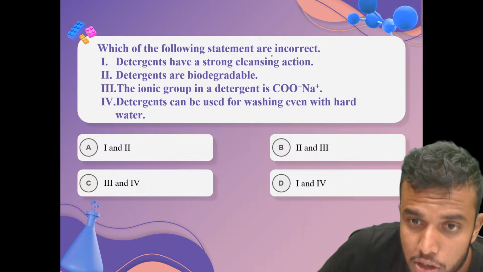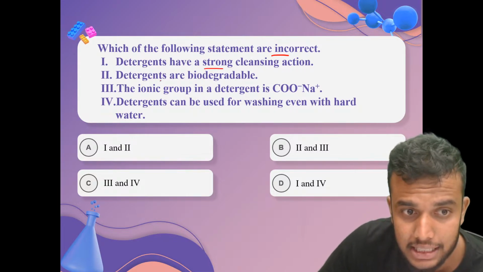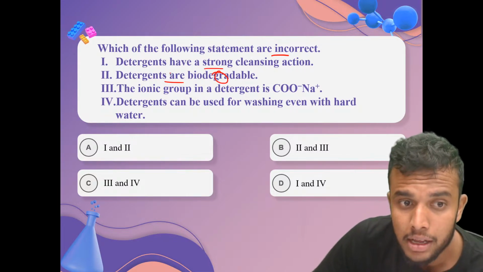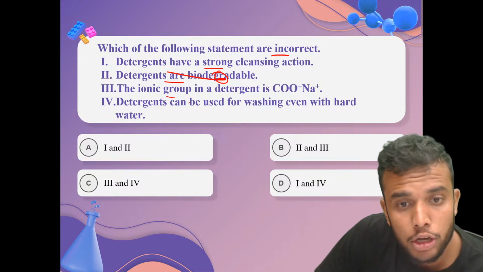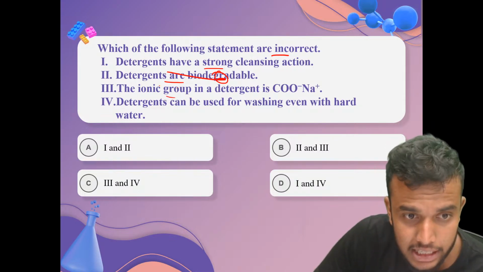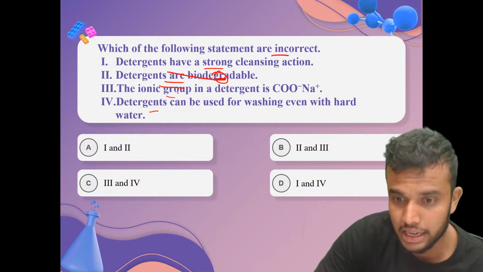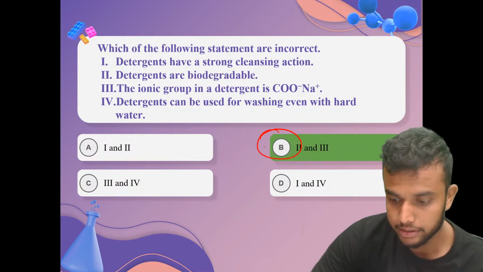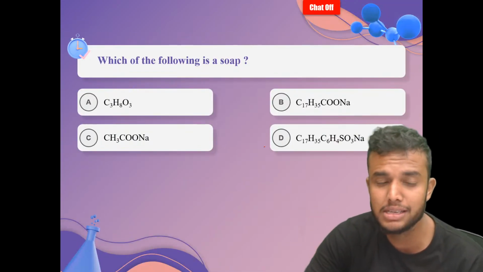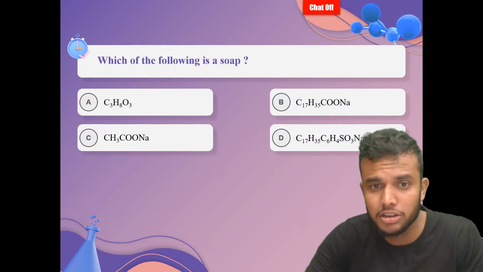Which of the following statements are incorrect? Detergents have a strong cleaning action. Detergents are biodegradable. It is wrong, right? The ionic group in detergent is COO-. It is also wrong. That's why 2 and 3, option B. Yes. Next question. Quiz time, my dear students. Which of the following is a soap?